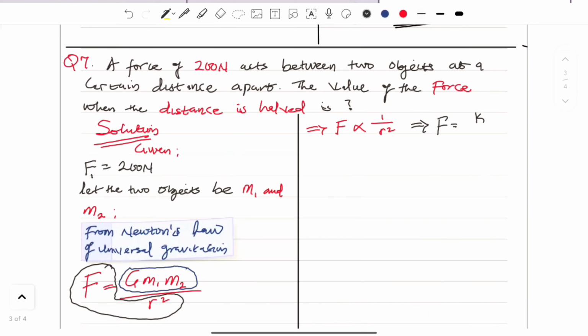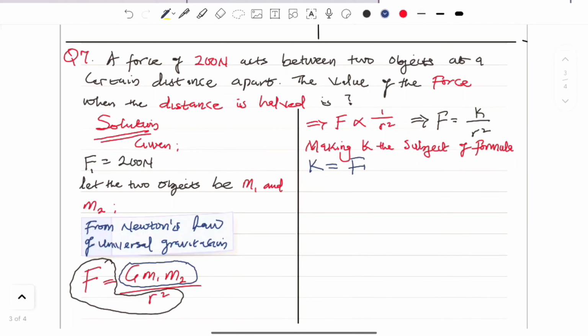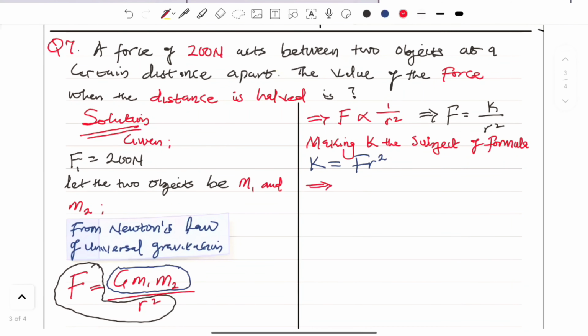Hence, we are going to have F is equal to K all over R squared. That means force is inversely proportional to the square of their distance. Let's make K, a constant, the subject of formula. Then we know that K will now equal F multiplied by R squared. Then what about if we equate K to K? That is K is equal to K. Hence F1 R1 squared is equal to F2 R2 squared.